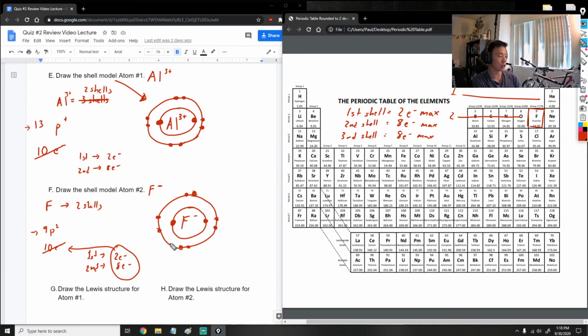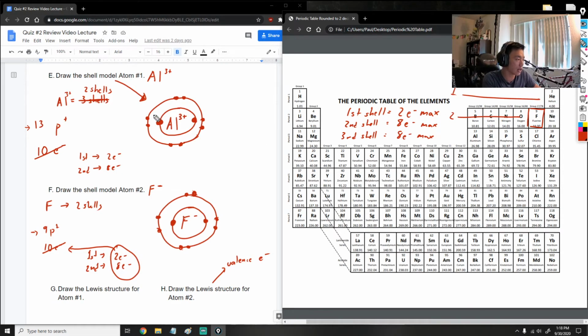Alrighty, so that's how you draw the shell models. And then last but not least, we're going to draw the Lewis structure. For the Lewis structure, all we need to do is draw something called the valence electrons. Okay, and we said that the valence electrons are the outside electrons. The electrons on the outside.